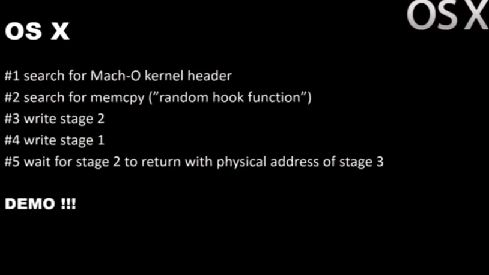In OS X, we'll first search by using DMA. We will search for the Mach-O kernel header. Mach-O is the binary format of binaries on the Mac, including the kernel. Then we search for a randomized function to hook. I think I hooked memcpy in this example. Then we write the stage 2 code into the memory of the target computer. Then we write the stage 1 code. We wait for the stage 2 code to return with the physical address of the stage 3 code. We write the stage 3 code, and then it's demo time.